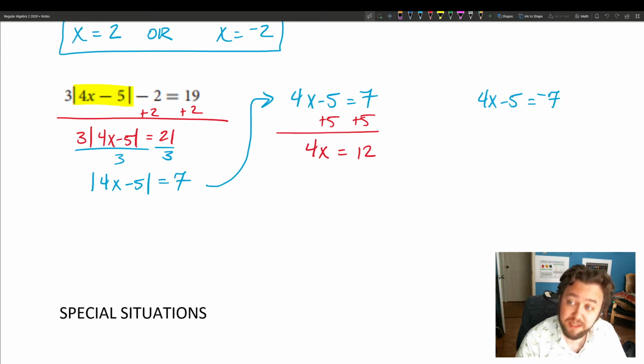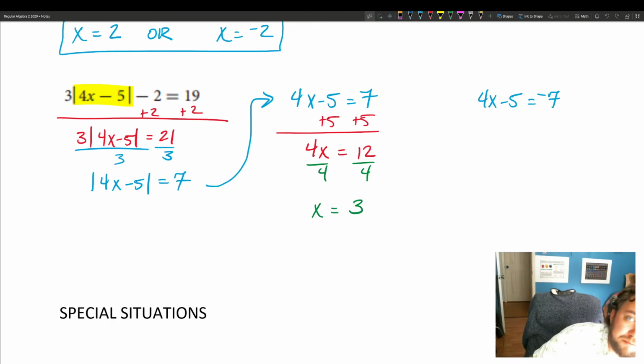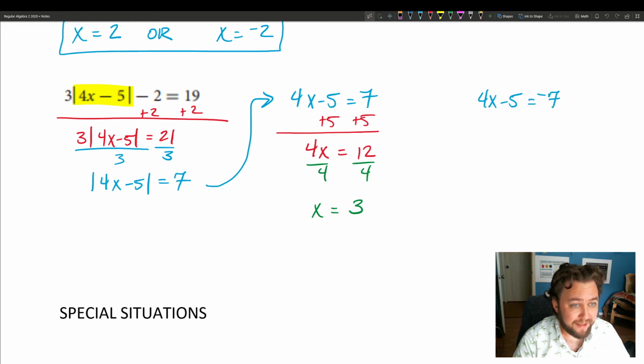I can divide by that coefficient 4, divided by 4. And we get that x equals 3. So far, so good. Let's look at the other equation.